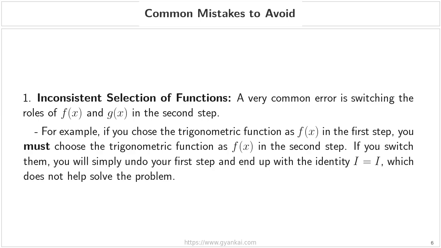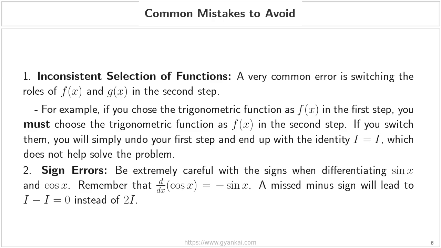Remember, in the example we just worked through, integrating e^x times sin x, we strategically chose sin x as our f(x) and e^x as our g(x). It's crucial that you maintain this choice in the second application of integration by parts. If you switch them, meaning you suddenly treat e^x as f(x), you'll essentially reverse the effect of your first integration by parts. This will lead you to an equation where the integral I simply equals I, which, as you can imagine, doesn't get you any closer to a solution. It's like running in place.